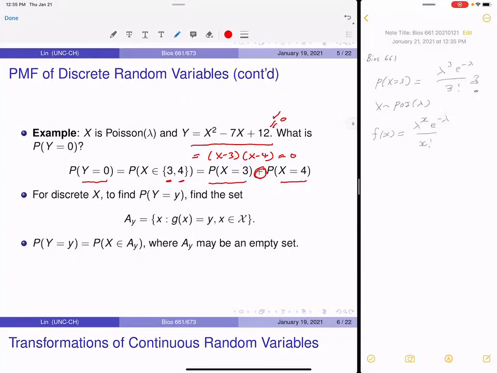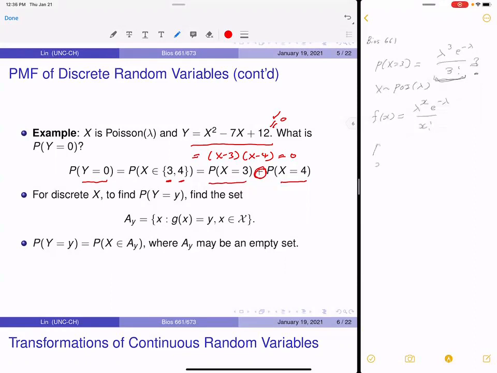I don't give you lambda, so there's no way for you to compute the exact probability. But in this class, I don't have much in the way of numerical results for you. This is the kind of result I usually get: something as a function of lambda is good enough. Similarly, for the probability of X equals 4, just put in where the x should be.